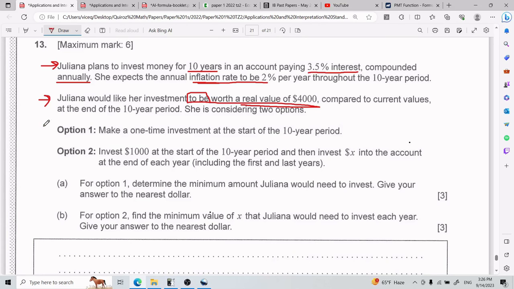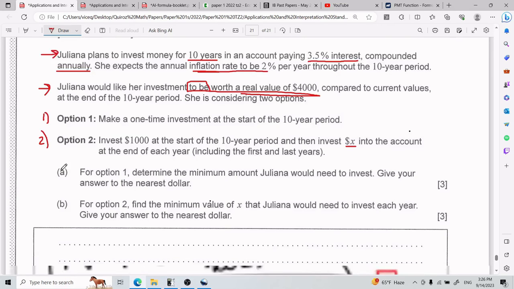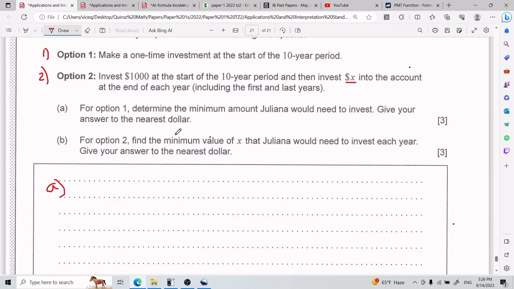The first option: make a one-time investment at the start of the 10-year period. And the second one is invest 1,000 at the start of the 10-year period and then invest an X amount into the account at the end of each year, including the first and last years. All right, cool. What is going on? So for part A, for option 1, determine the minimum amount Juliana would need to invest. Give your answer to the nearest dollar.